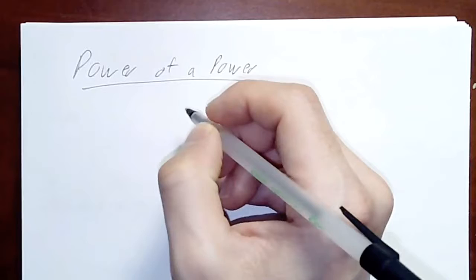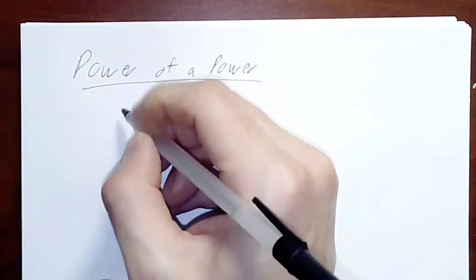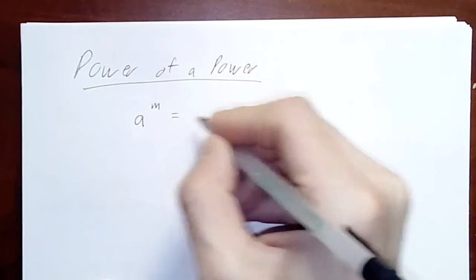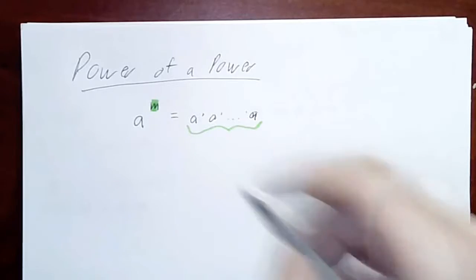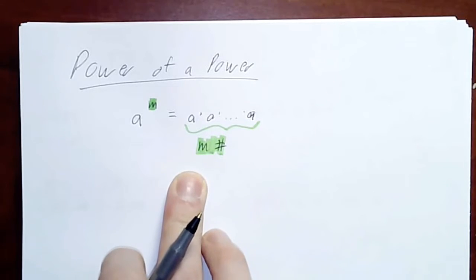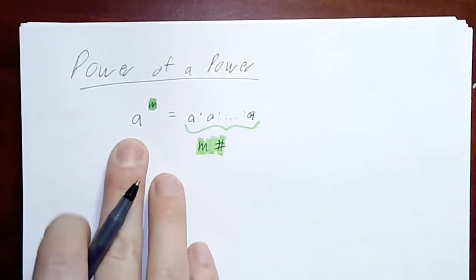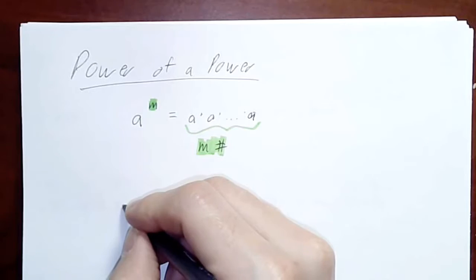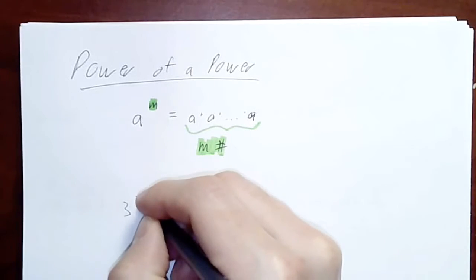In previous videos we learned what the definition of an exponent was. So if I had a to the mth power, this meant that a is being multiplied m number of times. We're going to use this in conjunction with itself. So we're going to take something raised to a power raised to another power. As an example, I would have 3 raised to the 4th power, squared.